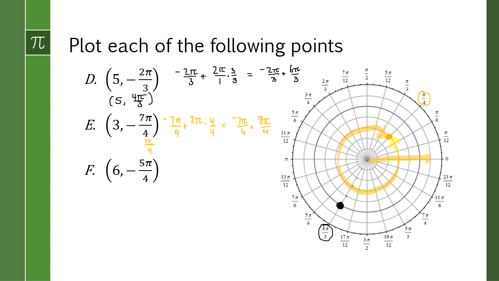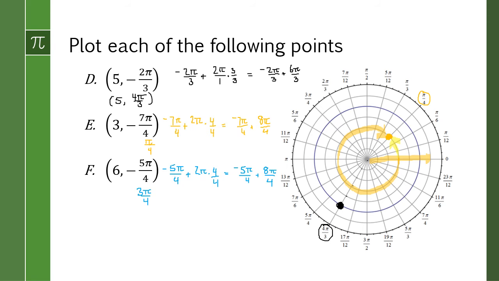One last example, we have 6 comma negative 5 pi over 4. So I'm taking that negative angle and adding 2 pi to it, and then multiplying by 4 over 4 so that I get common denominators. That's the same as negative 5 pi over 4 plus 8 pi over 4. So this angle is going to be coterminal to a value of 3 pi over 4.